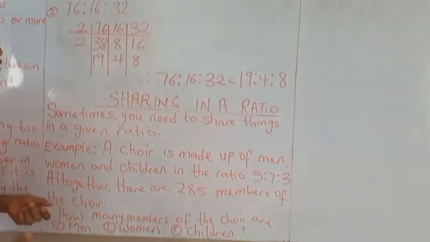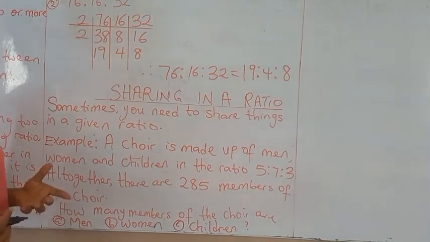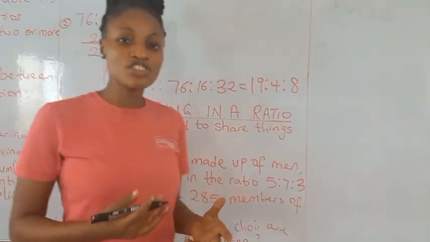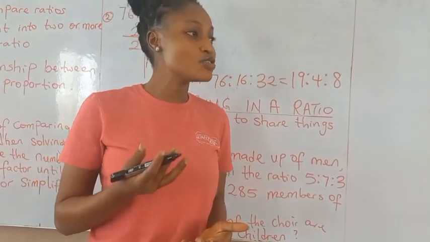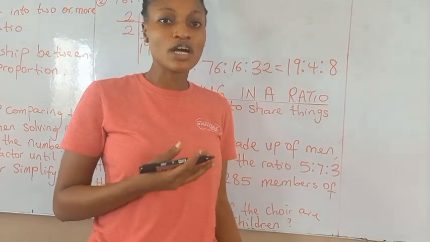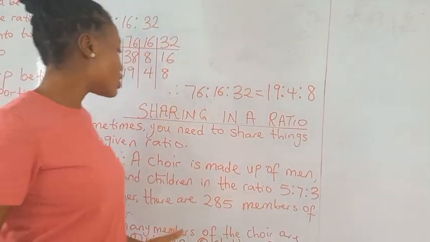Sharing in a ratio. Sometimes you need to share things in a given ratio. When you want to share things with your siblings, you can decide that as an elder, you have to take more than the younger. You share in a particular ratio.